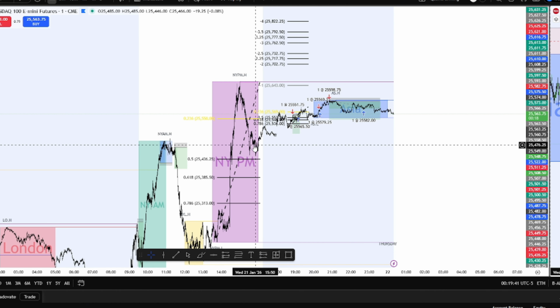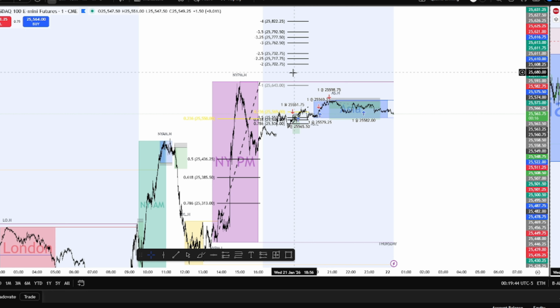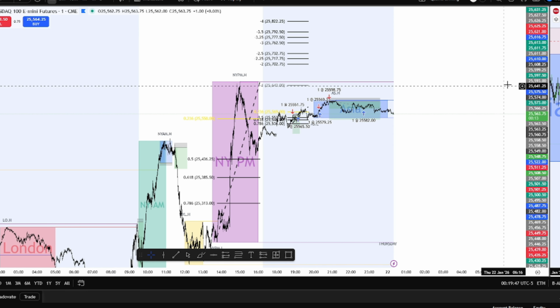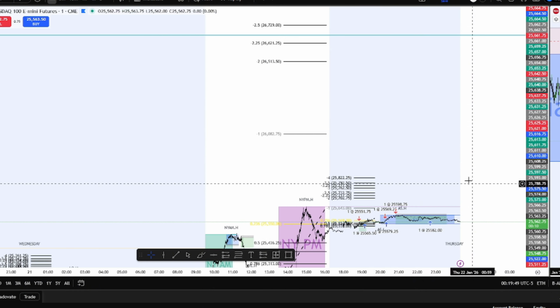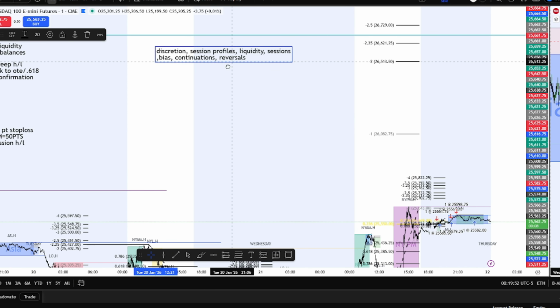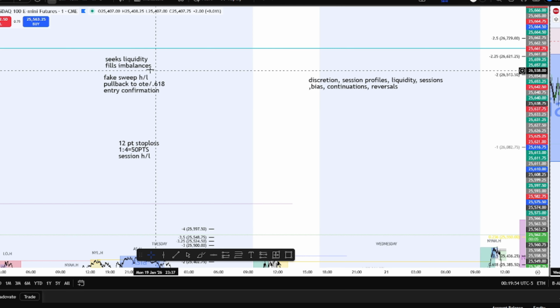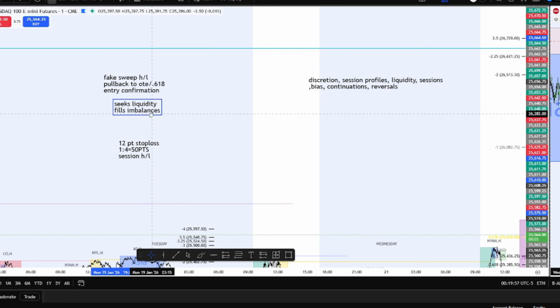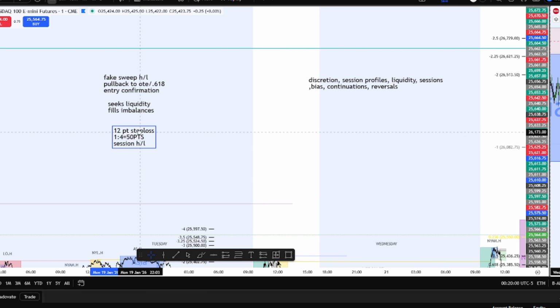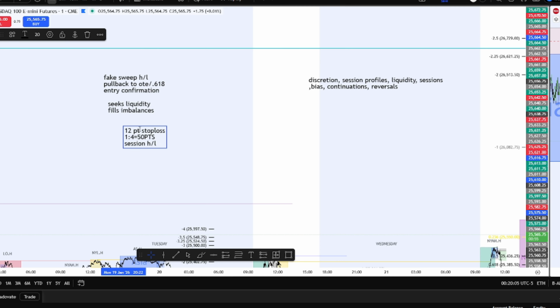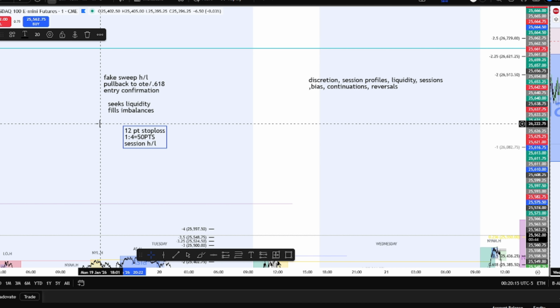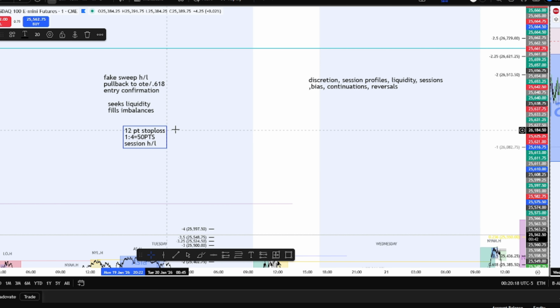We went over the mechanical model itself. We went over the extension levels on it. We went over bias. We went over the session profiles. We went over continuations and reversals. We went over what the market does itself, and we went over the exact entry every time. So you should never be confused on a target. If you're not holding for a session high or low, just go for 50 points or a 1 to 4R. Always, always, always keep a 12-point stop loss.